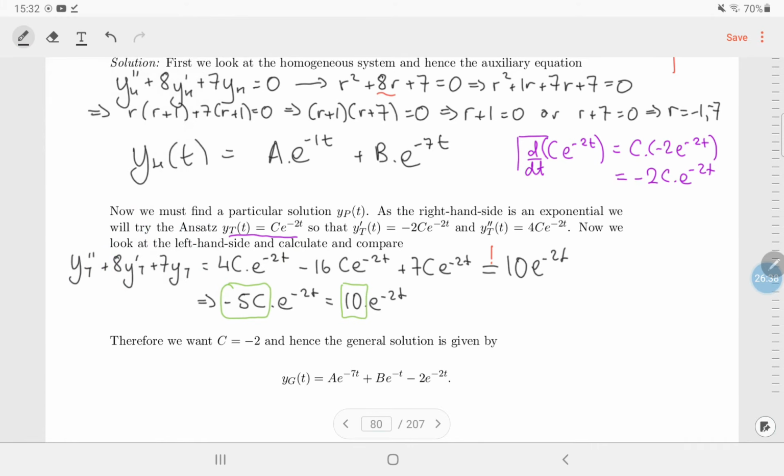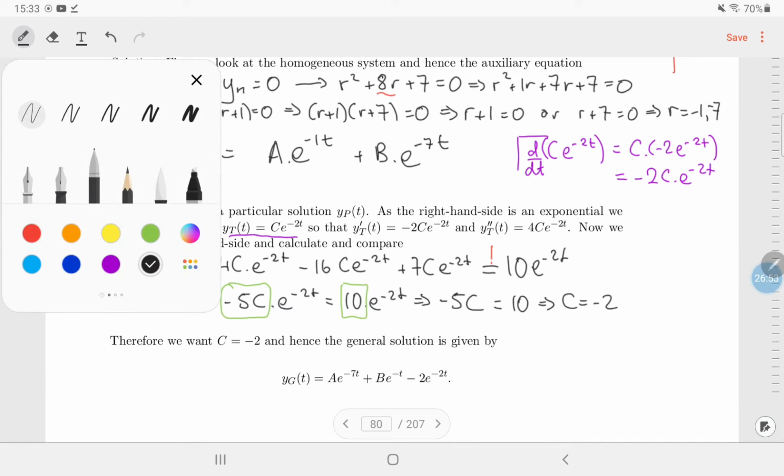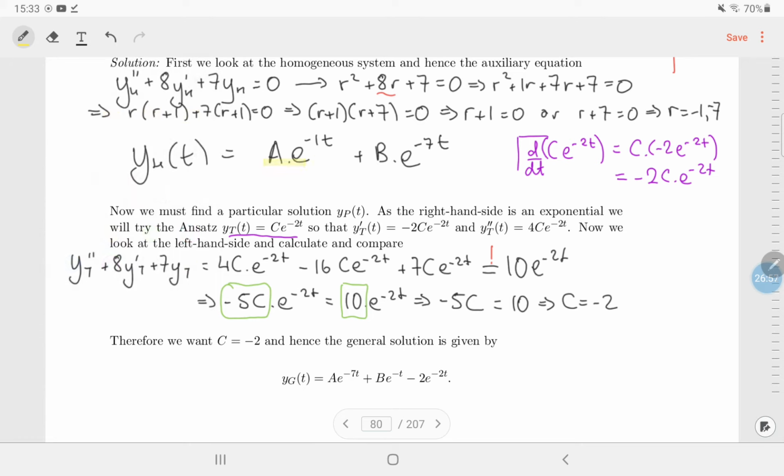So in terms of the name of this chapter, the undetermined coefficients, that would be the c here. This is undetermined, and this is how we find out what it is. Divide both sides by minus 5, c is equal to minus 2. So the general solution is the homogeneous solution. Now there's just a small thing to point out here, and just to say that it really doesn't matter. See the way I have the a with the e to the minus t, and here the b with the e to the minus t. It doesn't really matter.